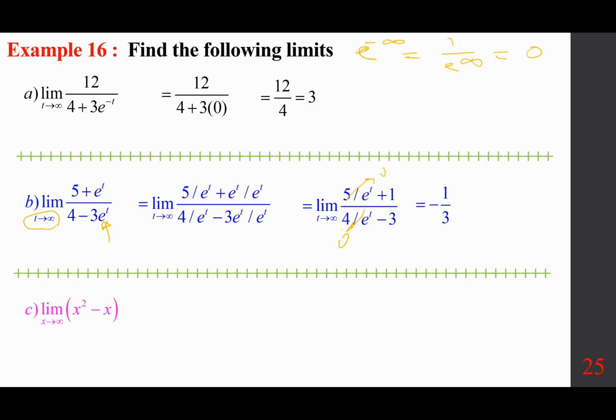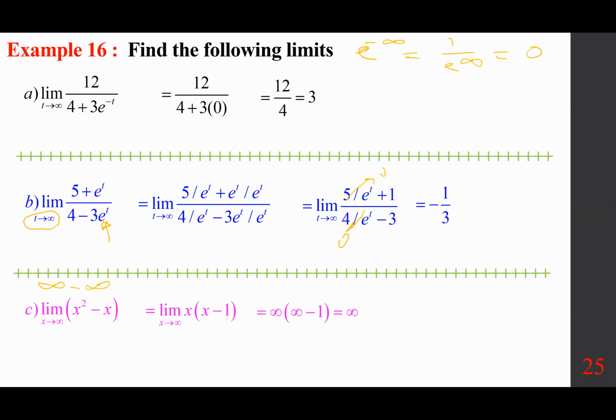The last one, if we plug in, we get infinity squared minus infinity, or in short, infinity minus infinity, which is also indeterminate. And we have to use a technique. In this case, that technique is factoring. So we factor the x out. Now we're going to replace the x with infinity.